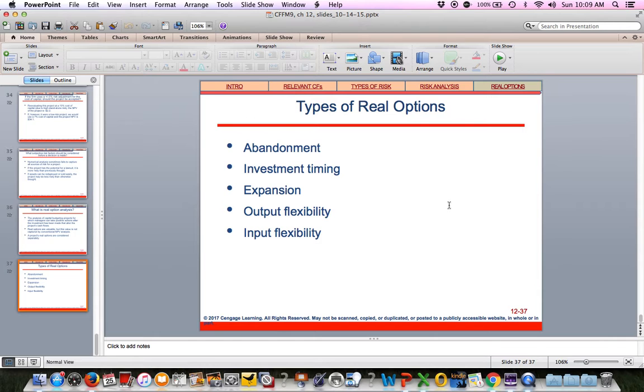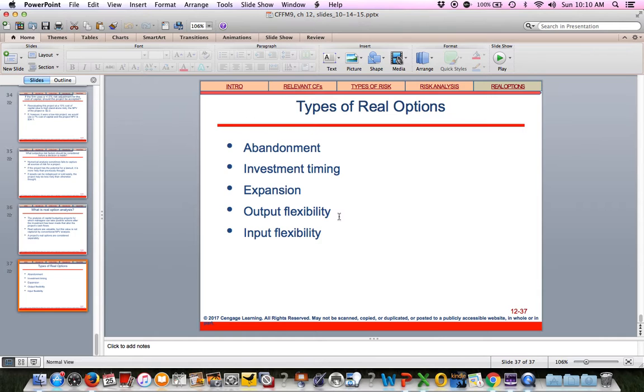So abandonment, investment timing, expansion, output flexibility, input flexibility. I talked about a couple of those with our example. So abandonment could just be walking away, just cutting our losses. Timing of investment, when to get into a market, when to get out. The expansion example that this chapter used. Output flexibility and input flexibility.